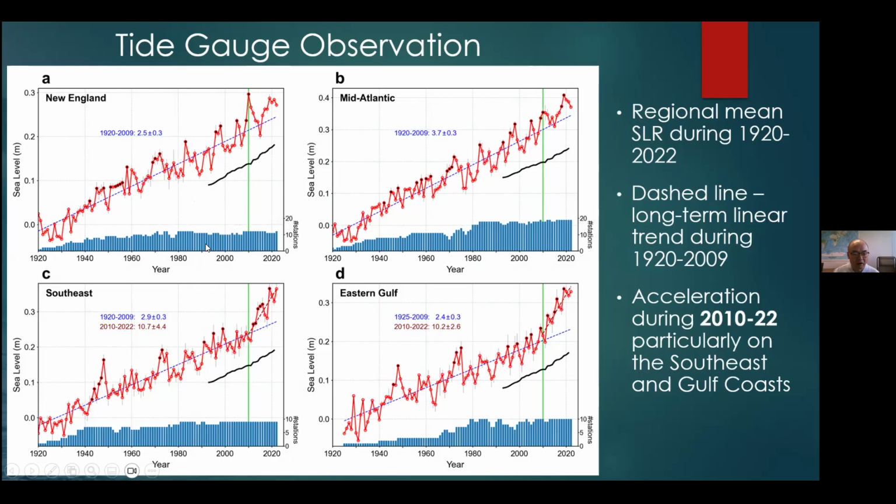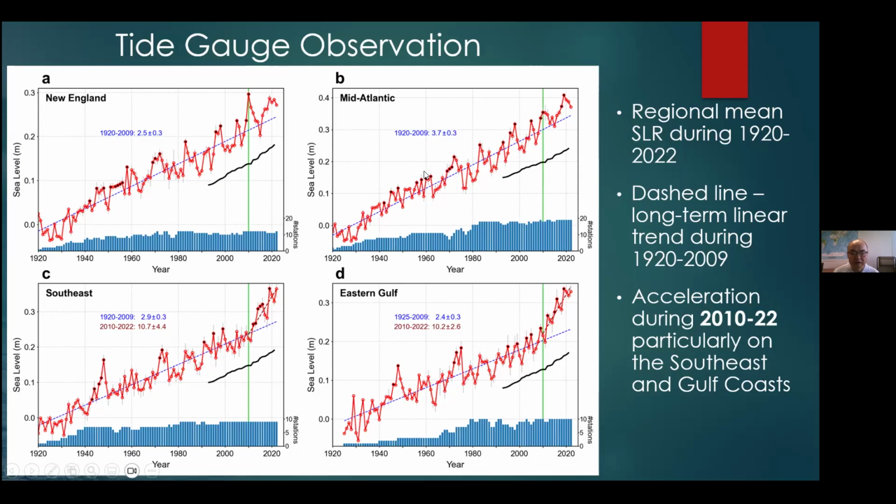And the columns near the bottom are the total number of stations used for computing the regional mean. The dashed line is the long-term linear trend during 1920 to 2009. So this is the long-term trend. The number here shows the mean rise rate plus minus the 95 percent confidence level of the rise rate.